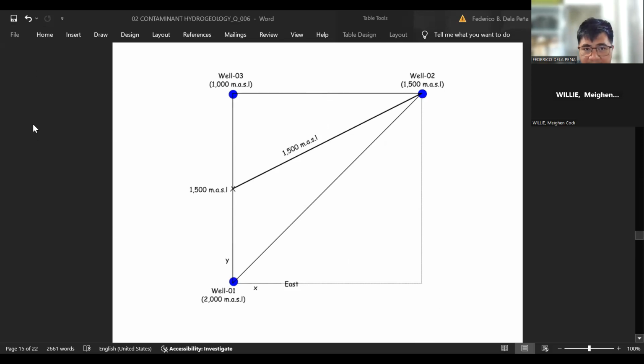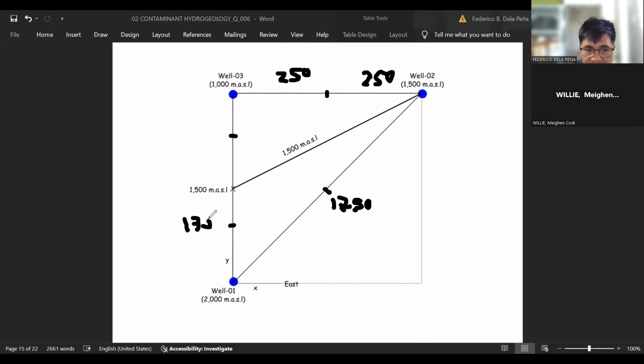So what's going to happen is that this midpoint here would be, this is 250, this is 250. Again, this is also 250. This is also 250. This is also 250. So this would be 1,750, this would be 1,750. And then this point would be 1,250, and this point would be 1,250.